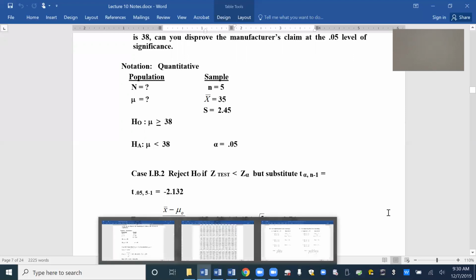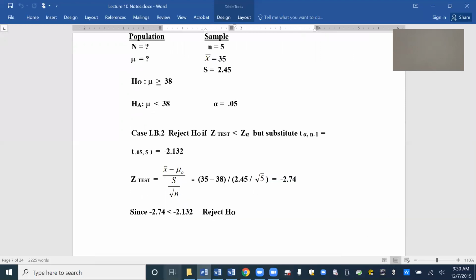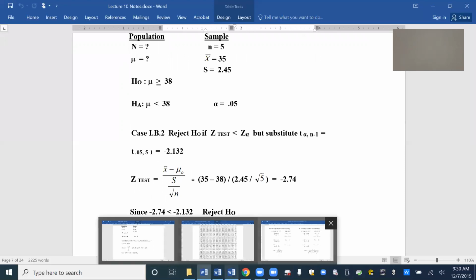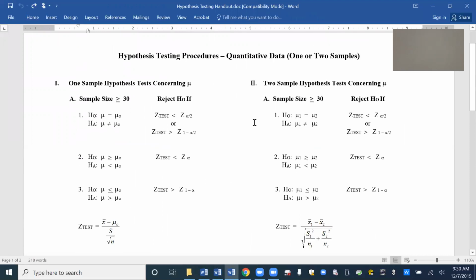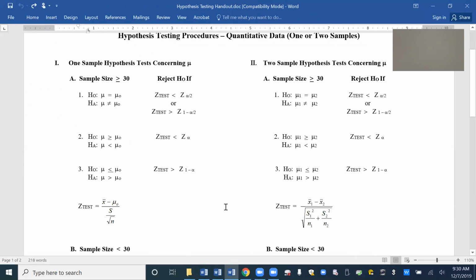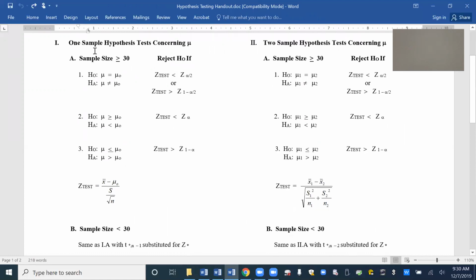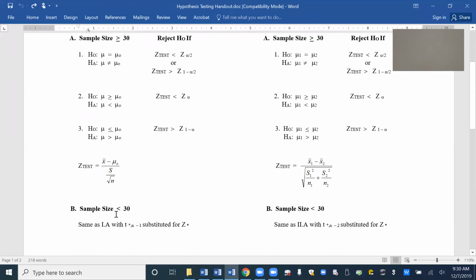So we have an argument, and we're going to settle this argument. So I go to my wonderful handout that makes this boring and difficult topic absolutely simple. We have one sample, quantitative data. First case, our first example, where it is less than 30. We only sampled 5, as in 1, 2, 3, 4, 5, one handful.